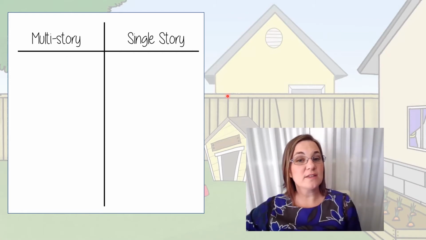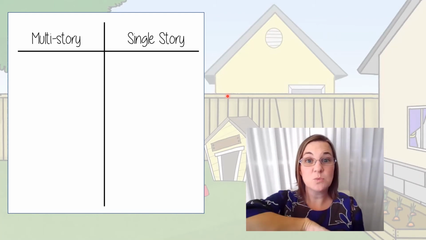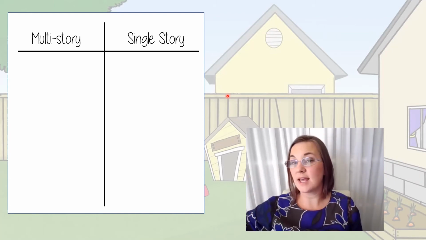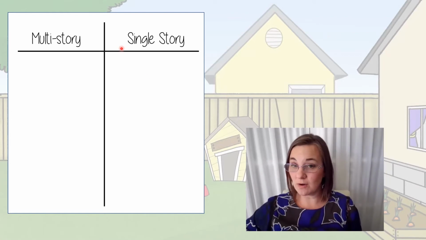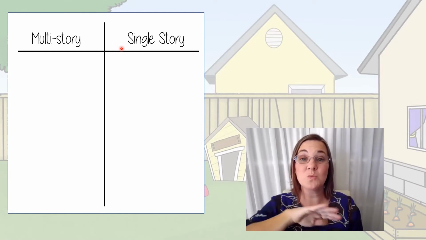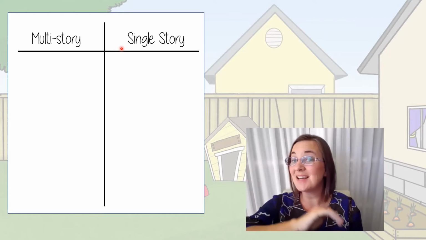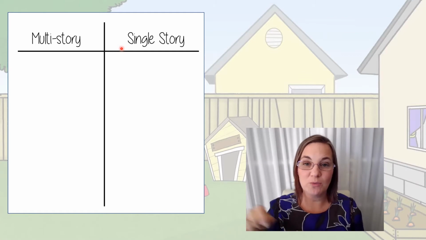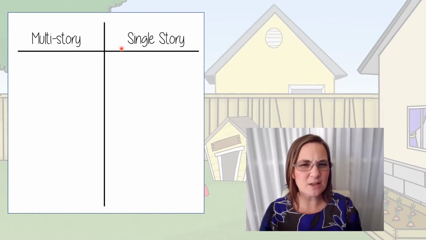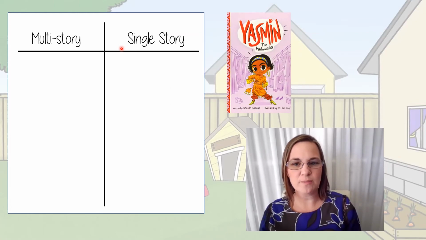Now, put your finger on the side that shows that there are more than one chapter, but it's one big story from beginning to end. Did you put your finger on single story? That's right. A single story chapter book is one where there's one big problem and solution, one big story, a single story, even though there are more than one chapter. All right, let's take a look back at some of the books we've read to see if we can figure out what kind of structure they have.